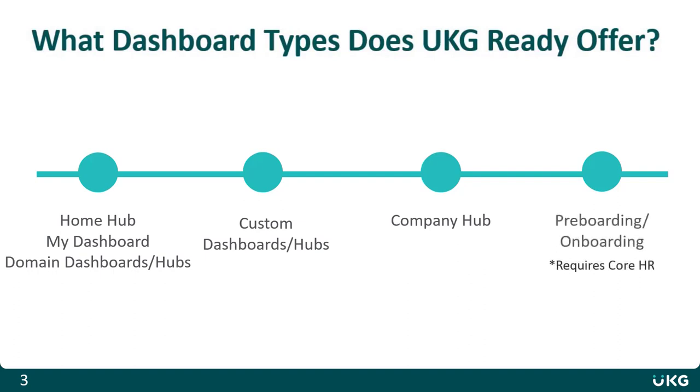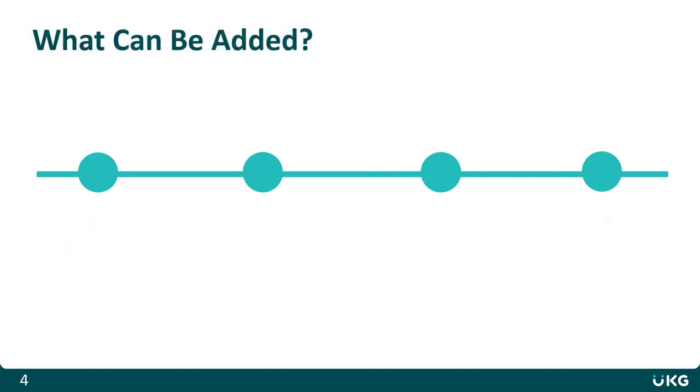And lastly, the most recent dashboard type introduced was the pre-boarding and onboarding tabs. These tabs allow for your companies to streamline their own onboarding processes and increase engagement and retention while promoting company culture for new hires during those crucial pre-boarding and onboarding phases. Now that you know the types of dashboards that are available to create, let's take a look at what can be added to those tabs to pull it all together.